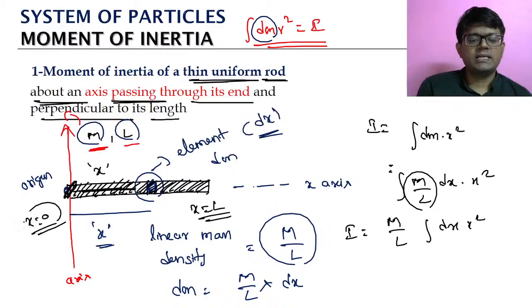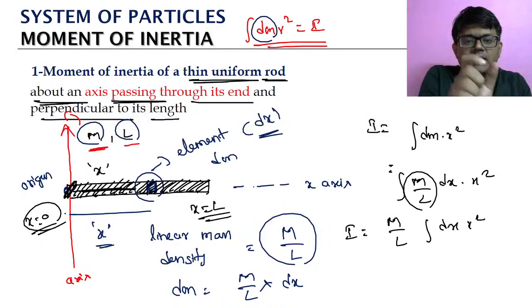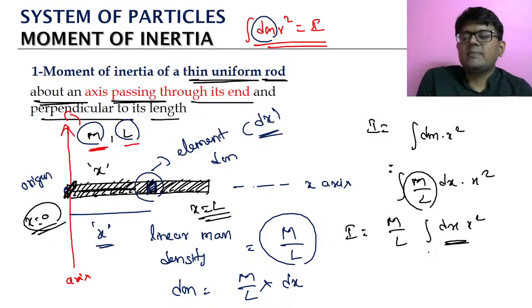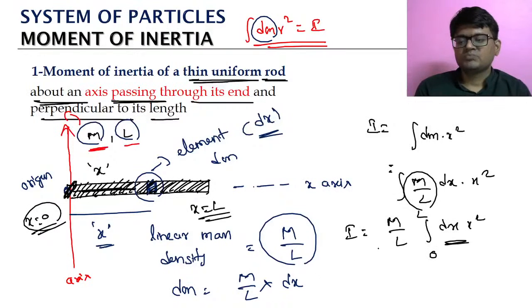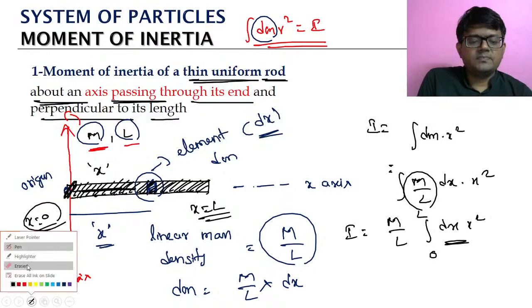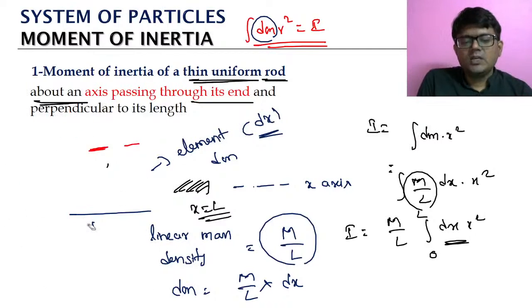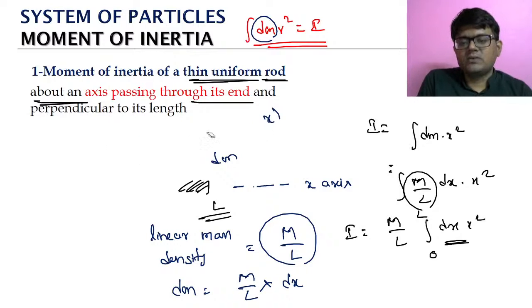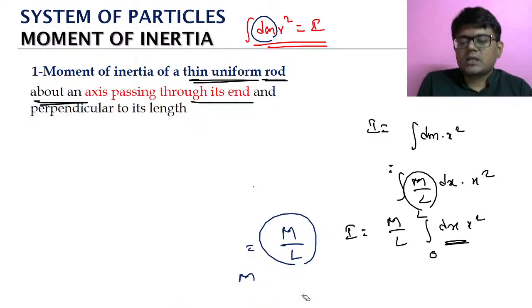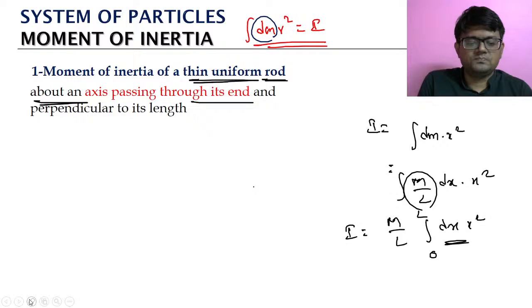X is equal to 0 is the end point. Starting from there, we take all the small elements up to x is equal to L, which is the other end. So the limits of the integration will be between x is equal to 0 and x is equal to L. This is the final step, we just have to simplify. M by L is a constant, so it comes outside the integration. Whenever we have a constant term, it can be taken out of the integral. This comes from basic mathematics.